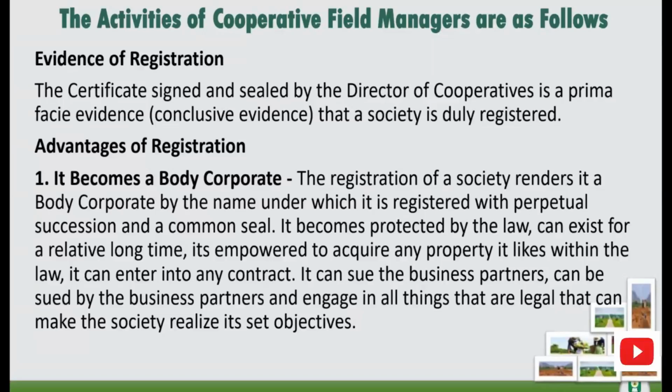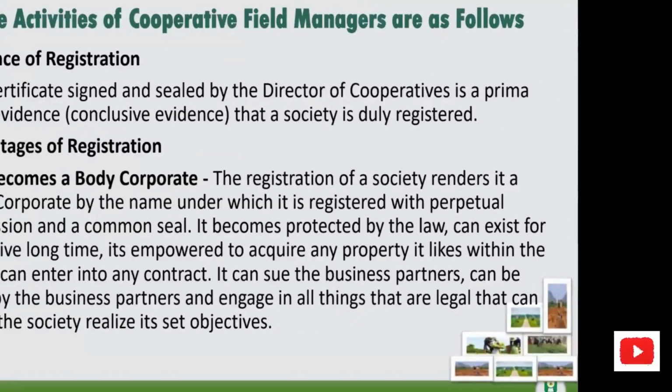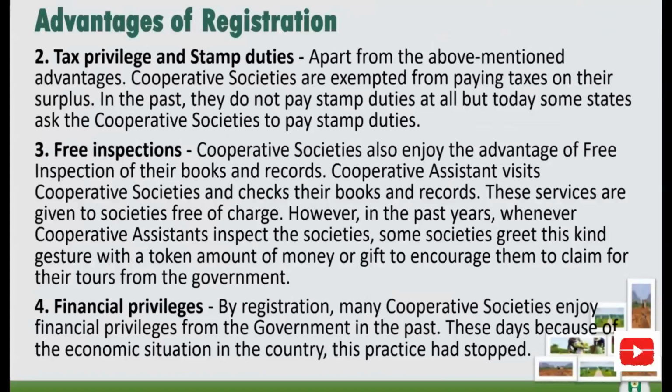It becomes protected by law and can exist for a relatively long time. It is empowered to acquire any property it likes within the law. It can enter into any contract. It can sue business partners, can be sued by business partners, and engage in all things that are legal that can make the society realize its set objectives. That's what being a body corporate means. Now, another advantage of registration is that tax privileges and stamp duties apply to the society.